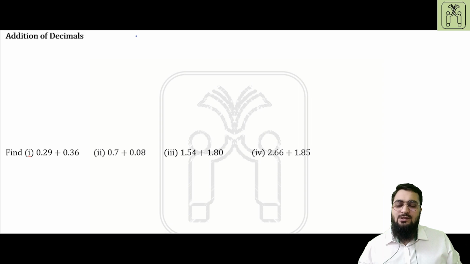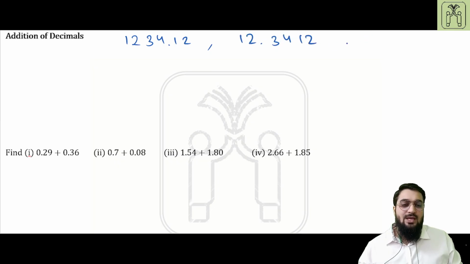Addition of decimals is done by only two things. First, place all the decimals in a top-and-bottom fashion with the decimal points aligned. And you just add them up. That is as simple as it can get. So for example, I will write three decimals. First will be 1234.12. Next will be 12.3412.